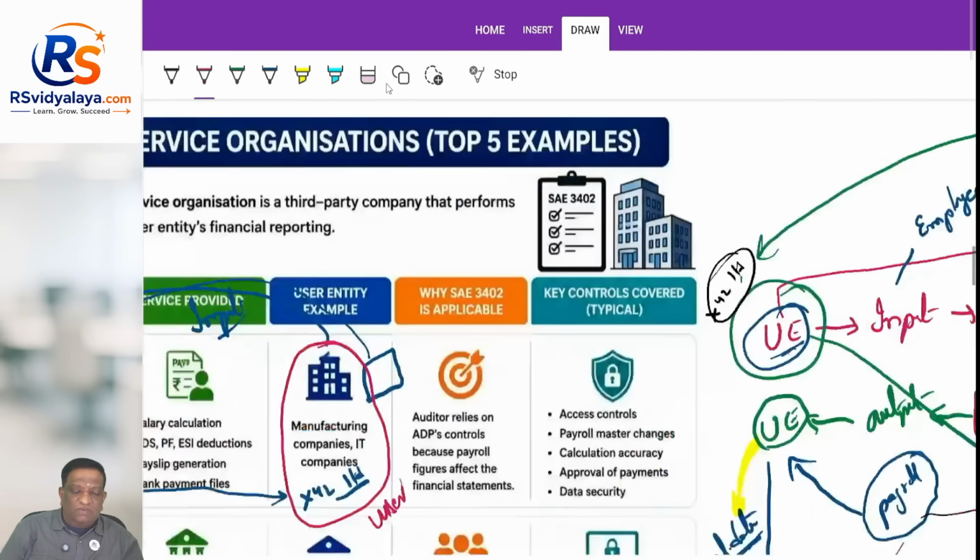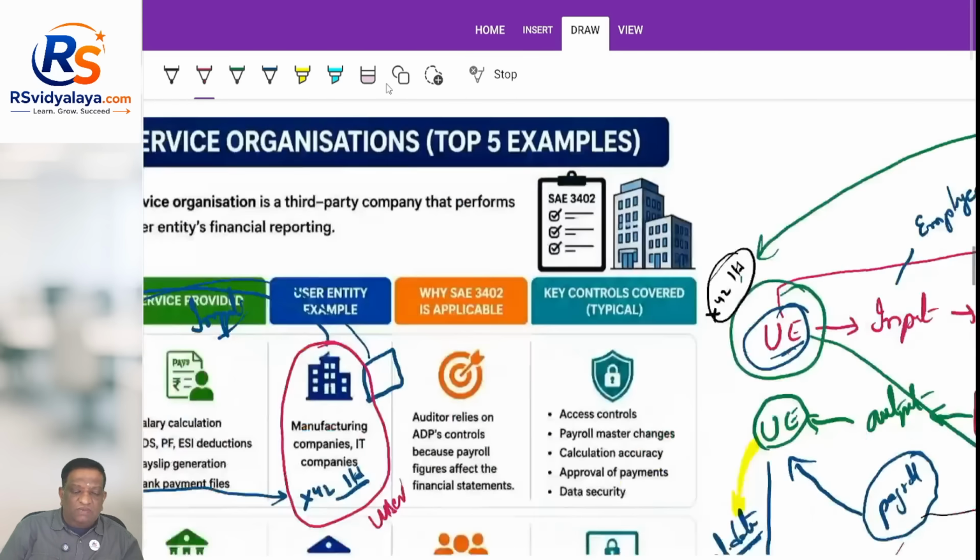Now, let us look directly at the meaning of it. What do you mean by service organization? Now, let us learn formally. I'll just take away these examples, and then give it with the relevant examples that we have taken. What is a service organization? A third party organization, in our example ADP, that provides services to a user entity, in our example XYZ Limited, and whose controls are relevant to the user entity's internal control over financial reporting, because their auditor is looking at it.